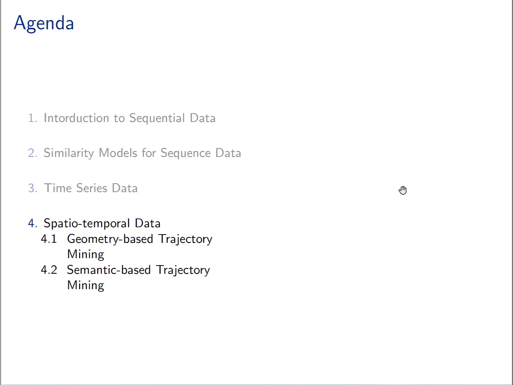That was everything about time series we wanted to show you. Of course, there's much more, but this was just a kind of basic set of tools that you can use when you are mining or analyzing time series data.